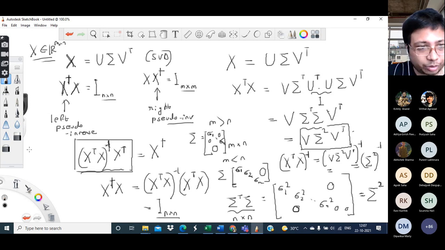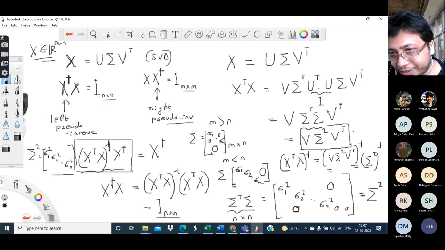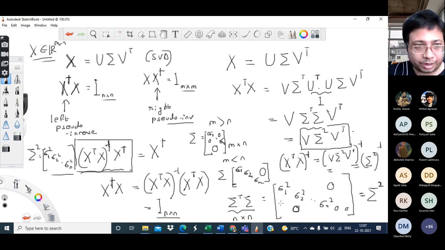If this is the sigma square matrix, the diagonal elements are sigma 1 square, sigma 2 square, all the way up to sigma n square. It's an n cross n matrix. Obviously, if this r is less than n, then we may not be able to do much; we may not be able to invert it. But assuming its rank is n, what will be the inverse of this matrix? What will it look like?